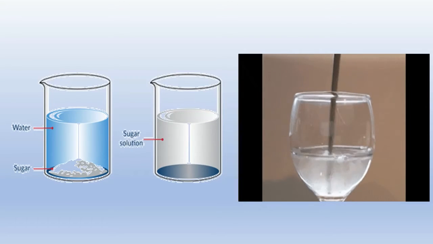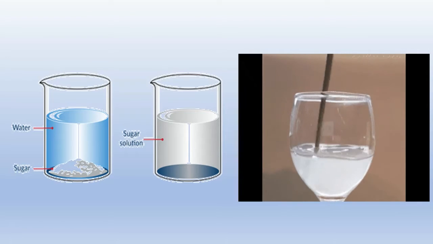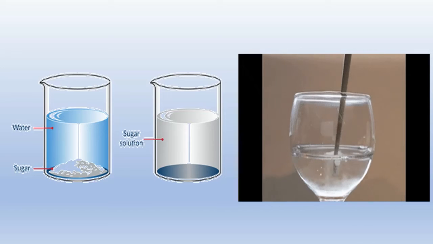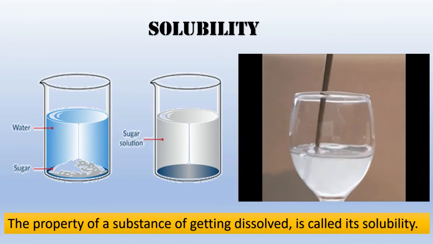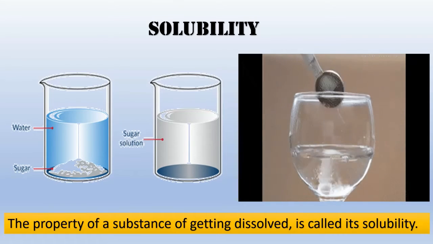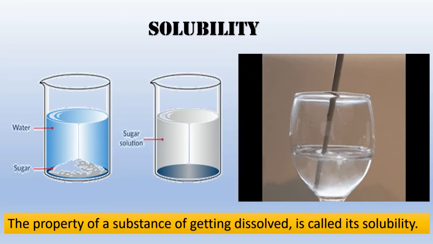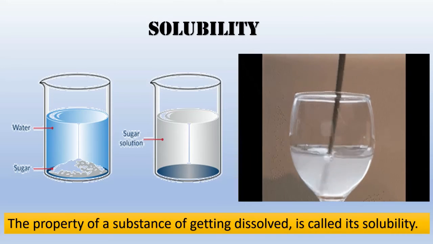Now another example that we have here is if you have water and you put sugar in it and try to shake it, okay, after some time you will notice that the sugar has completely dissolved. So this property of a substance of getting dissolved is called its solubility. Okay, so this is called solubility. If any substance dissolves easily, completely dissolves, then that property is called solubility.